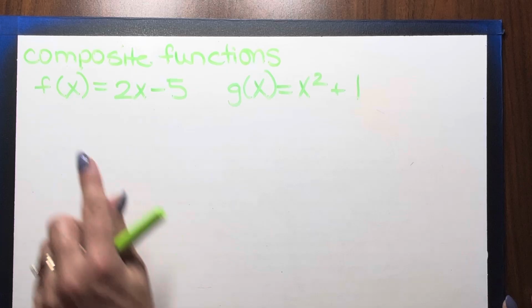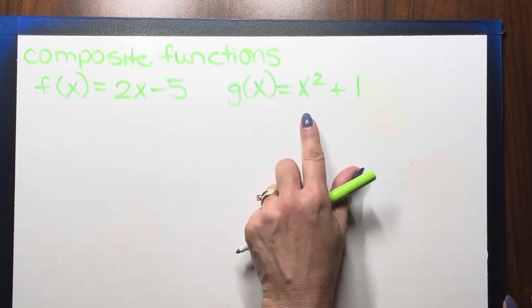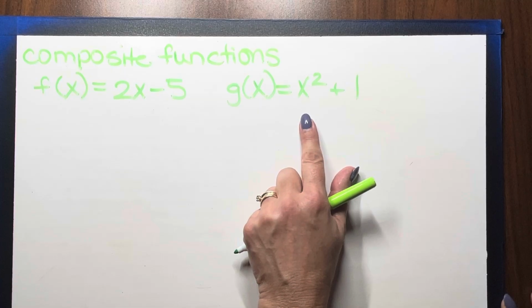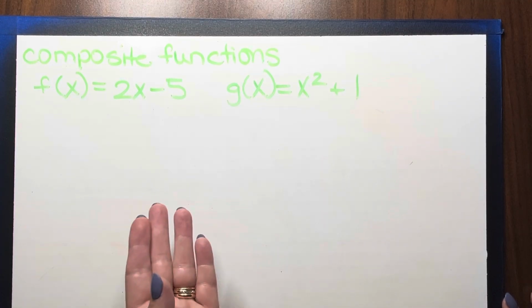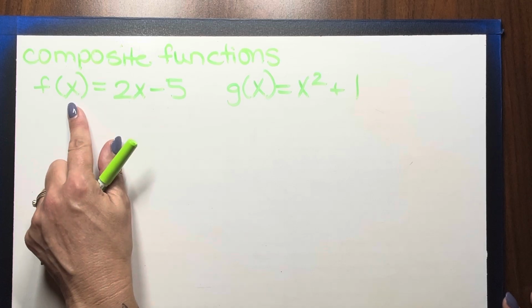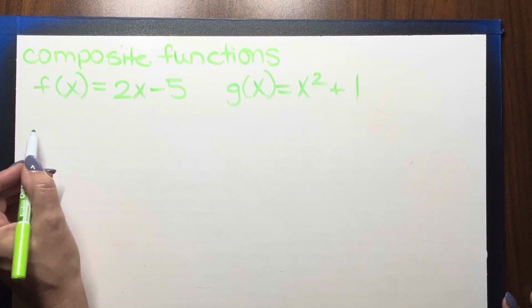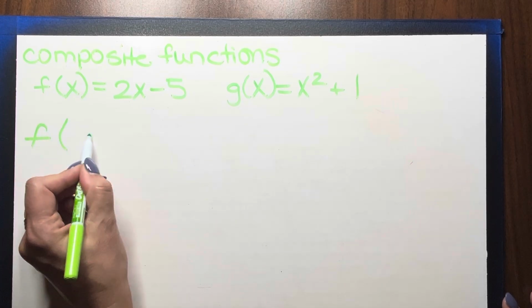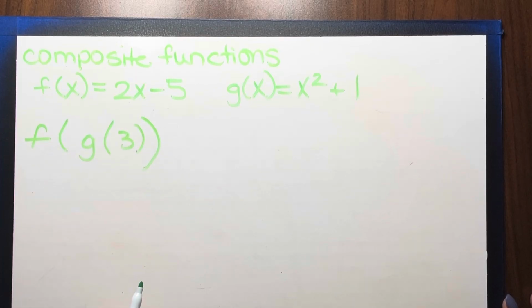Our functions today are f of x, which is 2x minus 5, and g of x, which is x squared plus 1. So when you evaluate a function, you're substituting in a value for your variable, in this case it's x, and then you are coming up with what its value is. It looks like this when you evaluate a composite function.